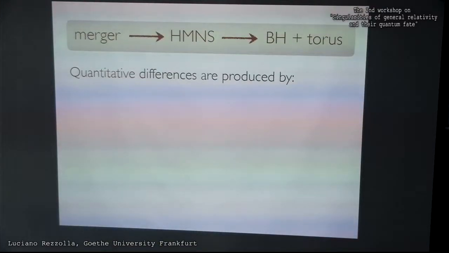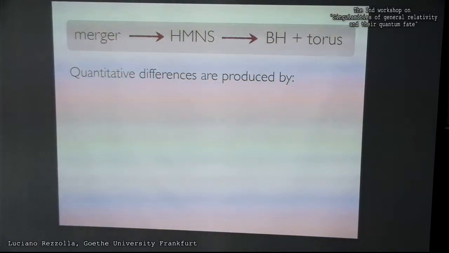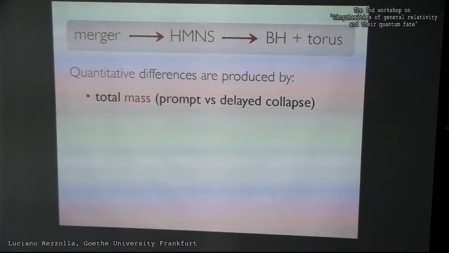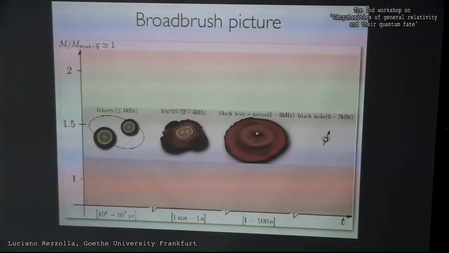This is very robust. You can be as sophisticated as you wish. This will always be there. And so if you want to look at what the quantitative differences in this picture are, the first one is the total mass. And this is responsible for what is called a prompt versus delayed collapse.